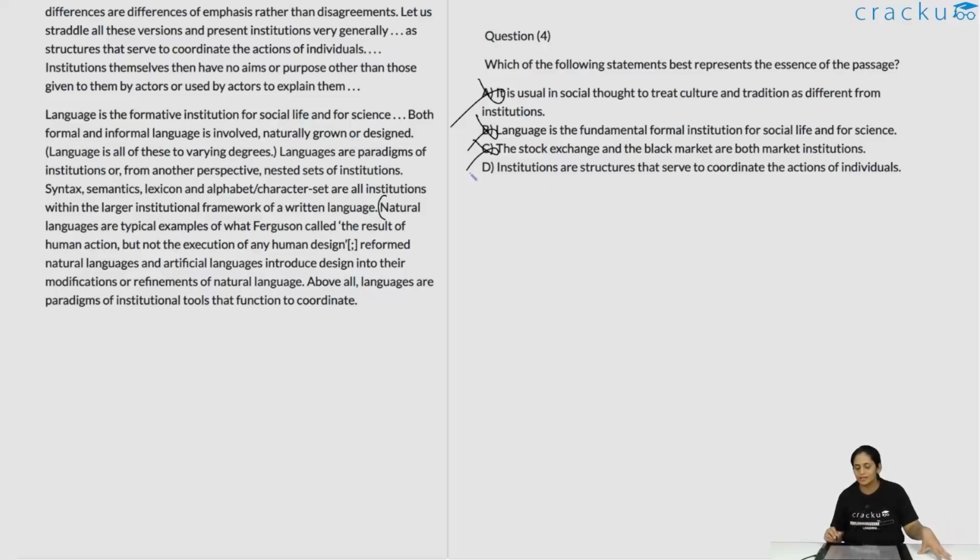Institutions are structures that serve to coordinate the actions of individuals. Exactly the point. The author is trying to identify what is an institution. Is this an institution? This is an institution. Let us adopt a broad definition. And this is the adopted definition that he agrees on, that it helps to coordinate actions of individuals. So D is the main point of the passage, and D would be the right answer.